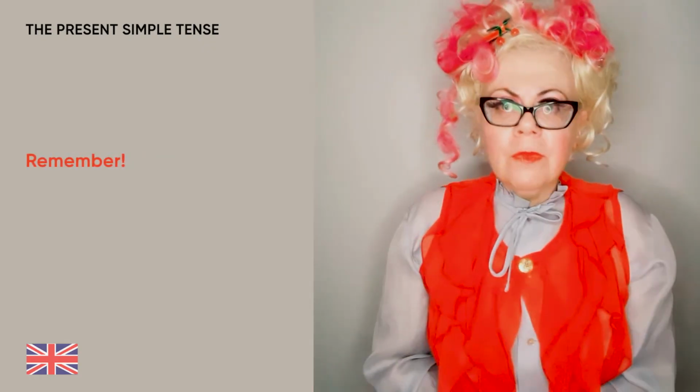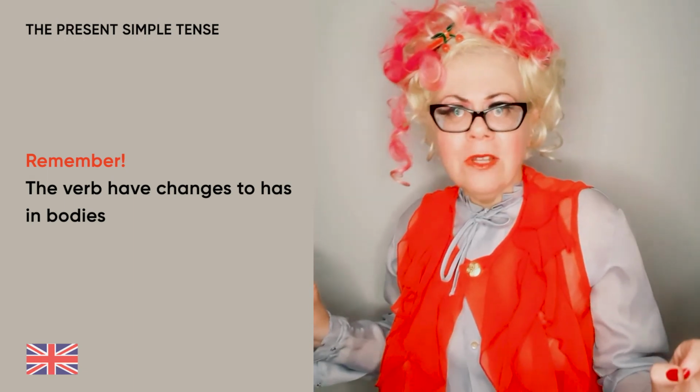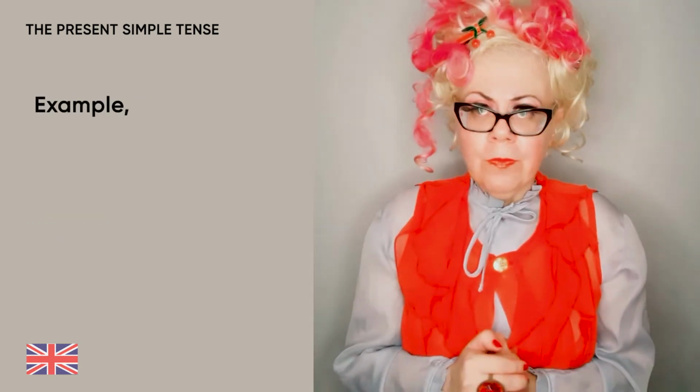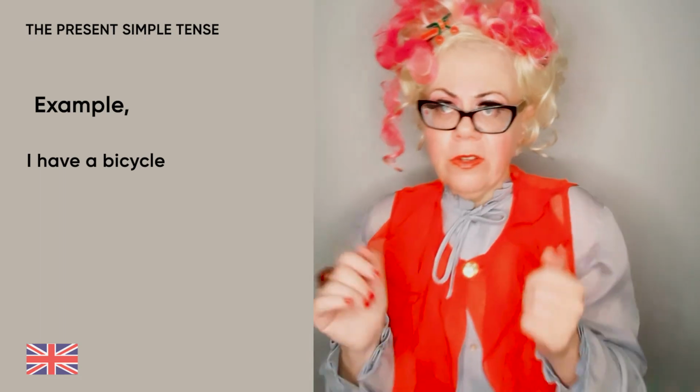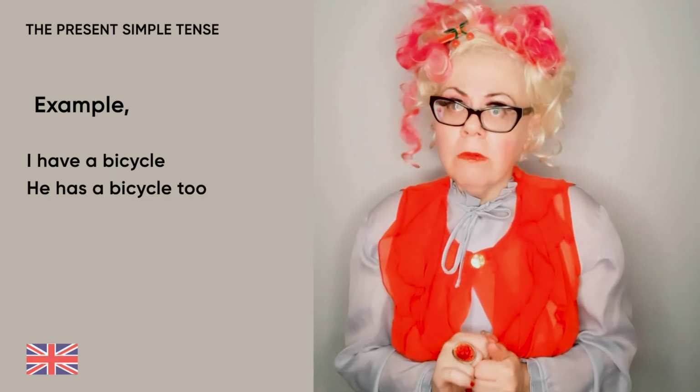Remember, the verb have changes to has with he, she, and it. For example, I have a bicycle. He has a bicycle too.